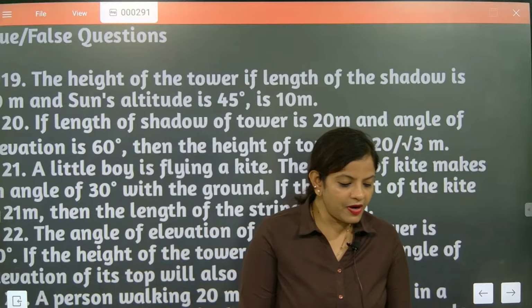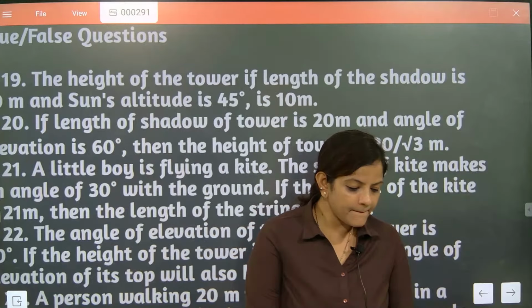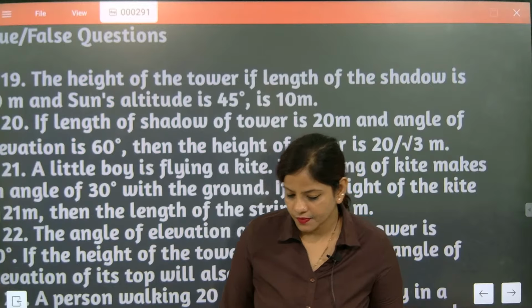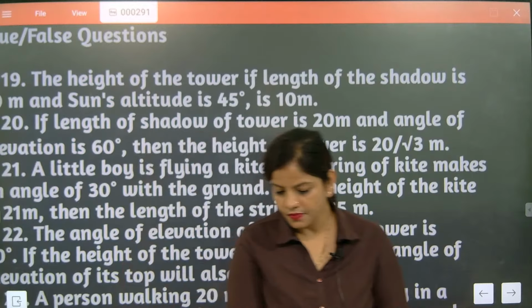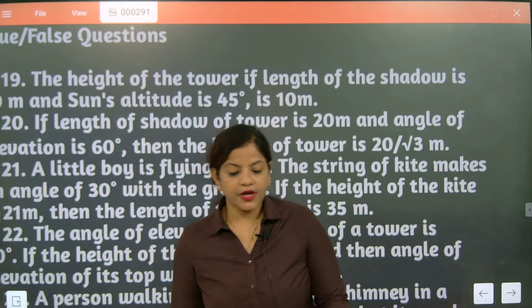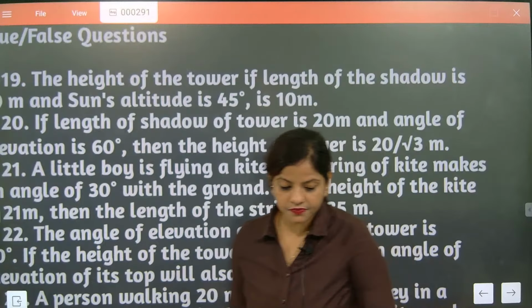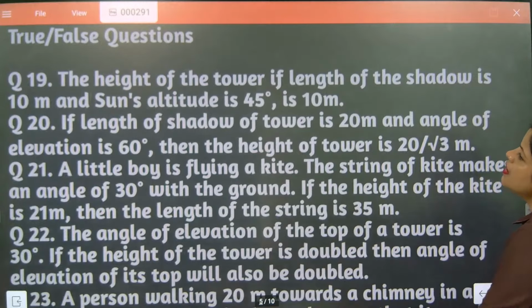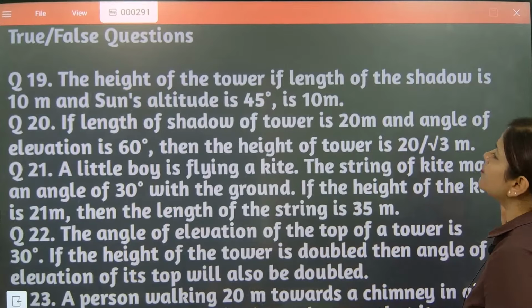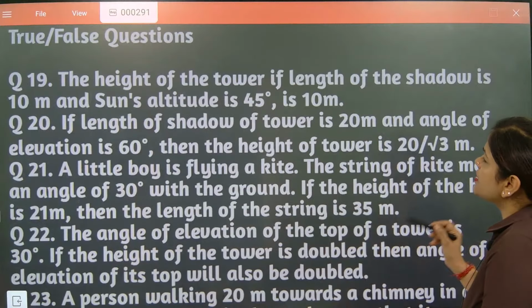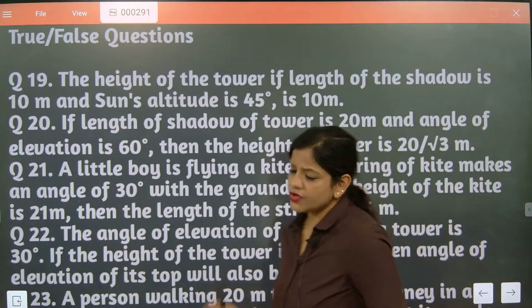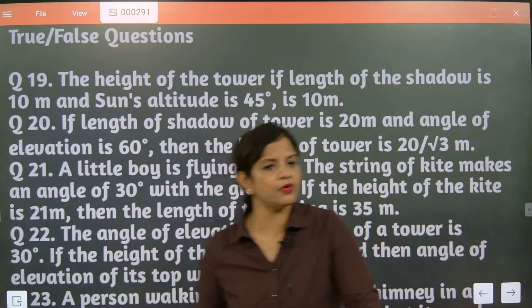So, the true and false part we are going to check. Now, look here. We'll start the work. What is the question? If the length of the shadow of the tower is 10 meter and the sun's altitude is 45 degree, the height is 10 meter. Is it a true statement or a false statement? Come on, go for it.